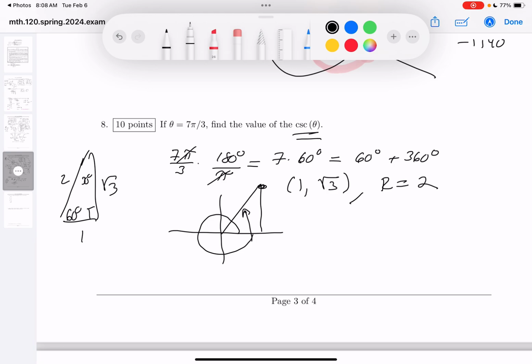Now, what do they want to know? Cosecant? Well, I'm saying I know sine. That's going to be root 3 over 2. And that means I know cosecant is a reciprocal of that, which is 2 over root 3.